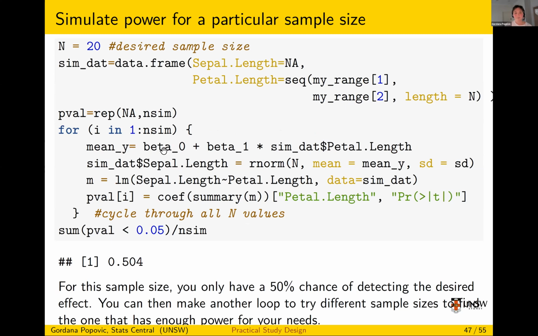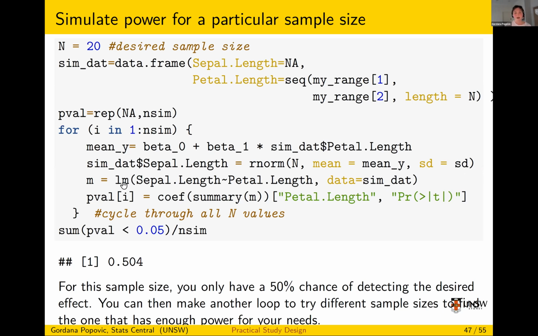So I know that a linear model is just beta 0 plus beta 1 times petal length. So that's what I'm going to do in each simulation, and that's my mean. Then I'm going to add some error, and that error is going to have the same standard deviation as I estimated before. So I've got some simulated data here, called sim data, and now I'm going to run my model on that sim data.